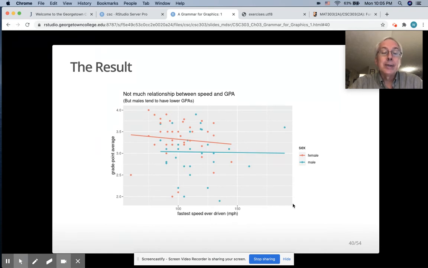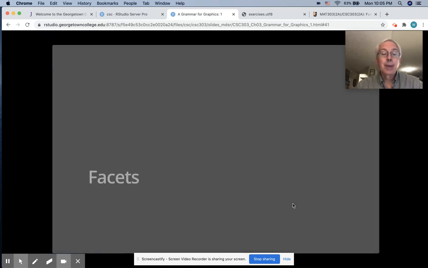And so we get a slightly downward trending regression line for the women's values. As fastest speed increases, GPA tends to go down a little bit, but the men's line is almost flat. There's so much scatter around the men's responses that there's really no upward or downward trend that we can detect. And so the regression line running through the men's data points is almost flat. So that's a brief example of what we can do in terms of layering. We can add a second glyph to our plot.